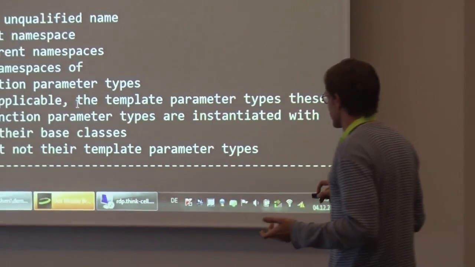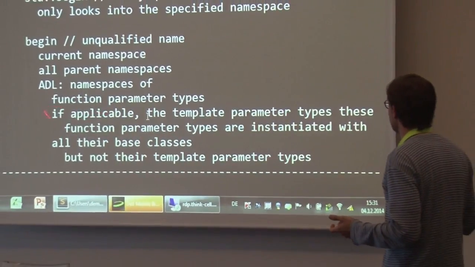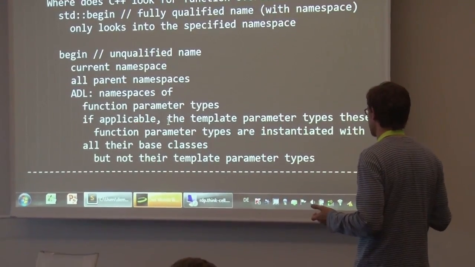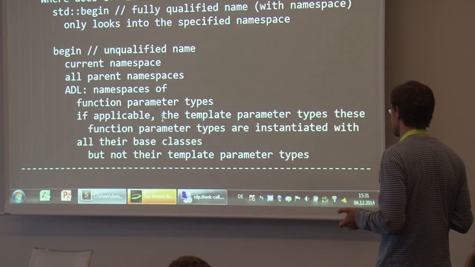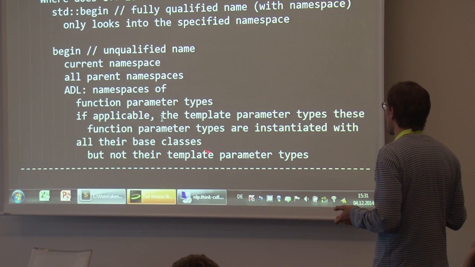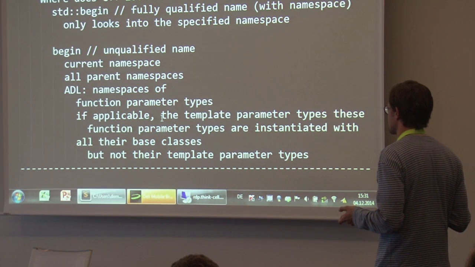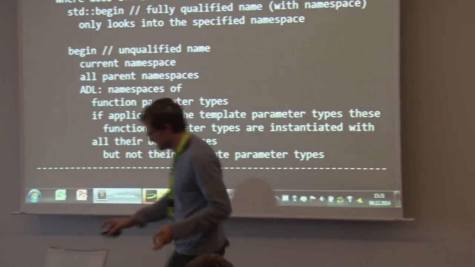Okay, but it goes further. Function parameter types, then, if applicable, the template parameter types these function parameter types are instantiated with, plus all the base classes of the function parameter types. Whoa, let's look at an example.